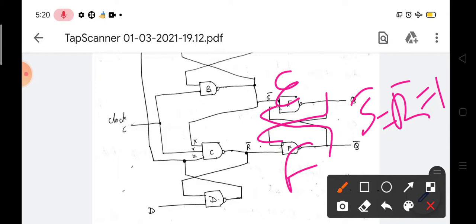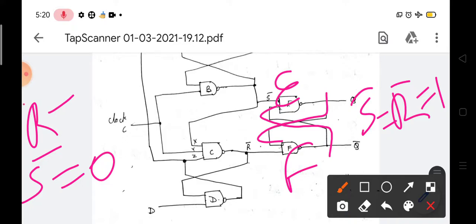And if my S bar becomes 0, what happens? This sets the latch. However, if R bar becomes 0, this will reset the latch.